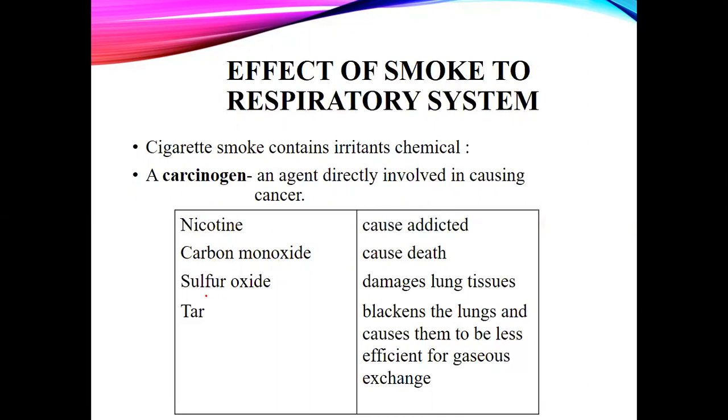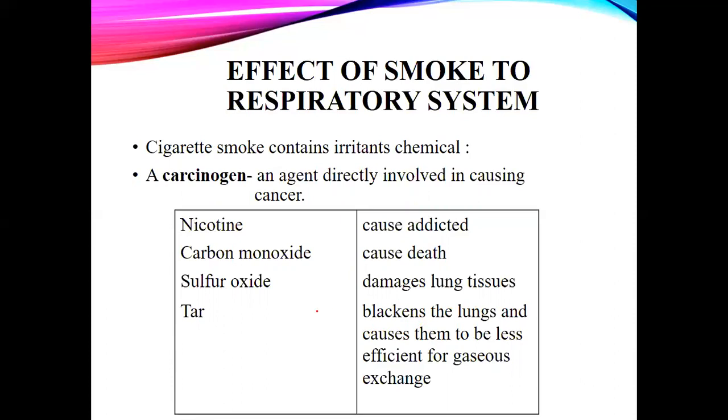If somebody is locked up in a room full of exhaust, a person can easily die because of the poison coming from the carbon monoxide. We also have sulfur oxide, which can damage the tissues of the lung. We have tar. What makes the lungs black is the tar. It blackens the lung and causes it to be less efficient for gaseous exchange.